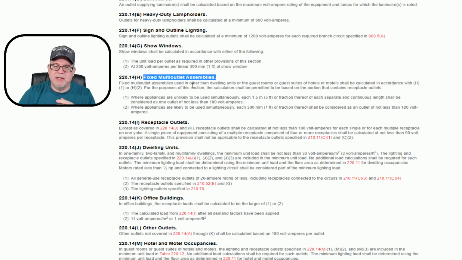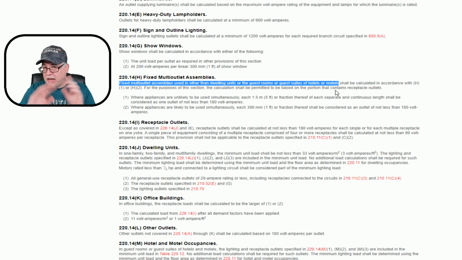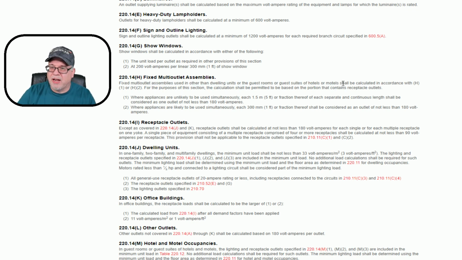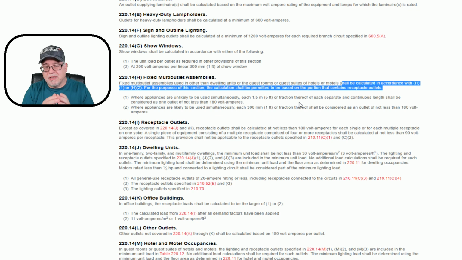Now, it says right on the screen, I'm going to read it. It says fixed multi-outlet assemblies used in other than dwelling units or guest rooms or guest suites of hotels and motels, okay, which we're not dealing with. We're not dealing with dwellings. We're in a manufacturing building. We're not in an office building. We're not in a hotel or motel, okay? Very clear in the question. It says it shall be calculated in accordance with H1 or H2, okay? And it says for the purpose of this section, the calculation shall be permitted to be based on the portion that contains receptacle outlets. So we're talking about the multi-outlet assemblies that actually have the receptacle outlets in them. Okay, I'm sure you've seen them, like a plug mold with receptacle devices that are actually in it.